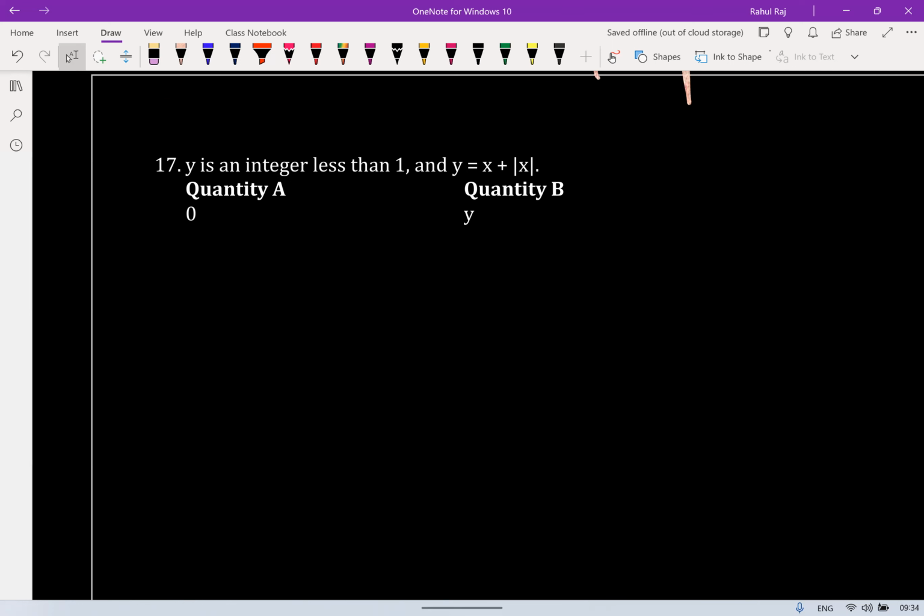I know you said mod of something can't be less than 0, but then it's mod of x plus x. It's not just only mod of x. Right. Agree.